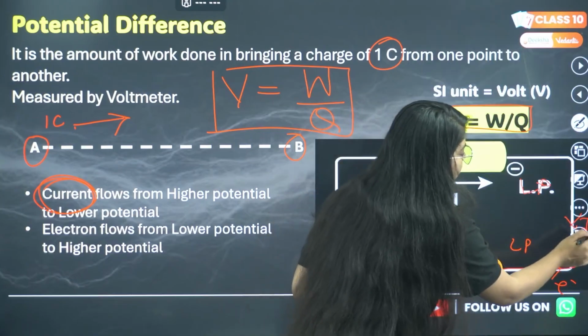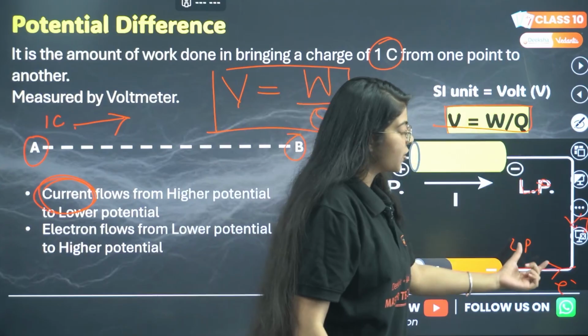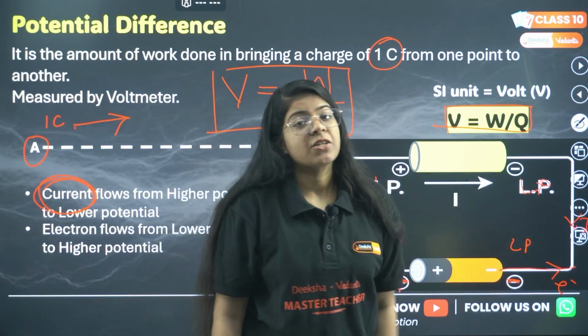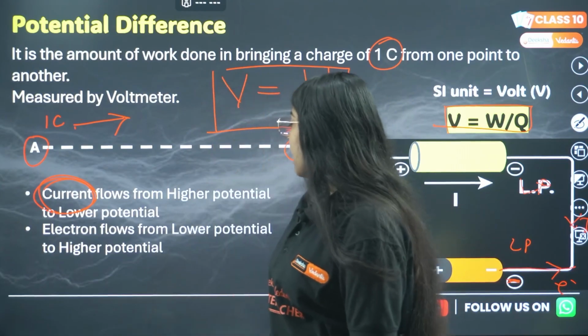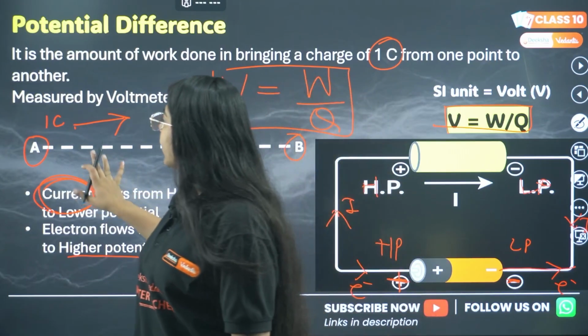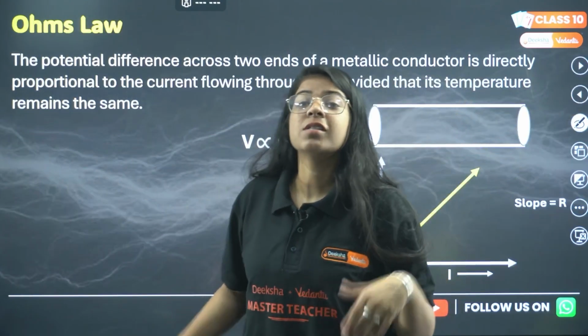So our current is traveling from where? From high potential to low potential. Current is traveling from higher potential to lower potential, and our electron is traveling from lower potential to higher potential. Okay, very good. Moving on to the next topic, which is Ohm's law.